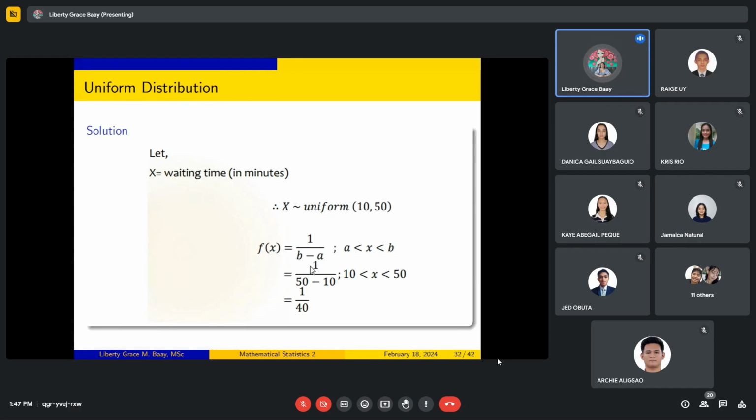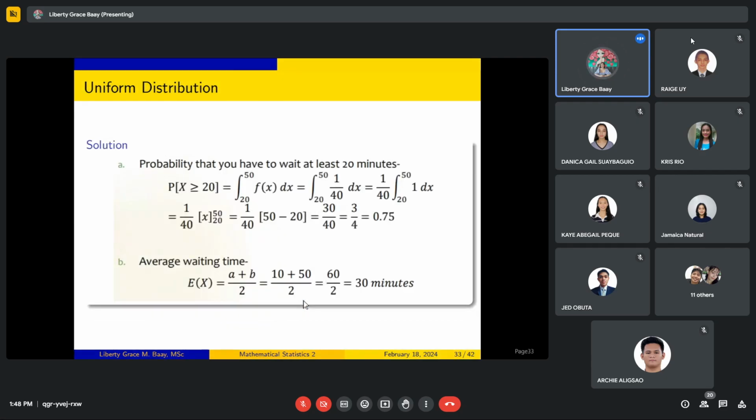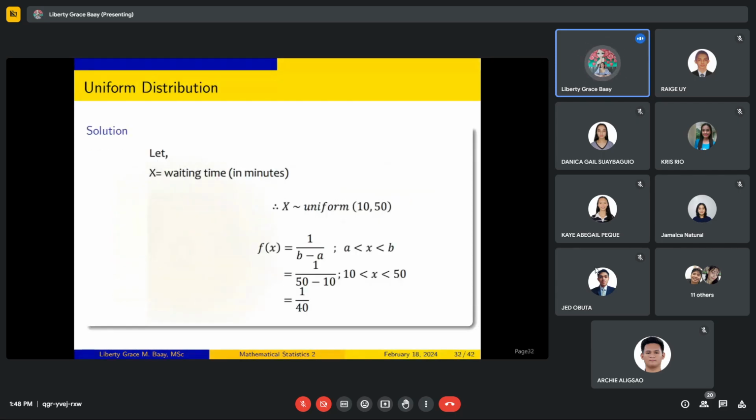So that is equal to 1 over, so substitute na to. So our b here is equal to 50 and our a here is 10, where your x is less than 50 but greater than 10. Okay, so calculating, so we have 1 over 40. So dili naman na siya ma-reduce. So f of x is equal to 1 over 40. Okay. So nakuha na nato ang probability density function class nga 1 over 40.